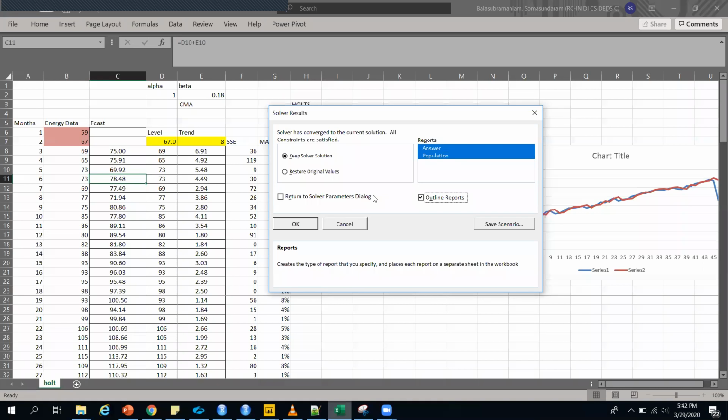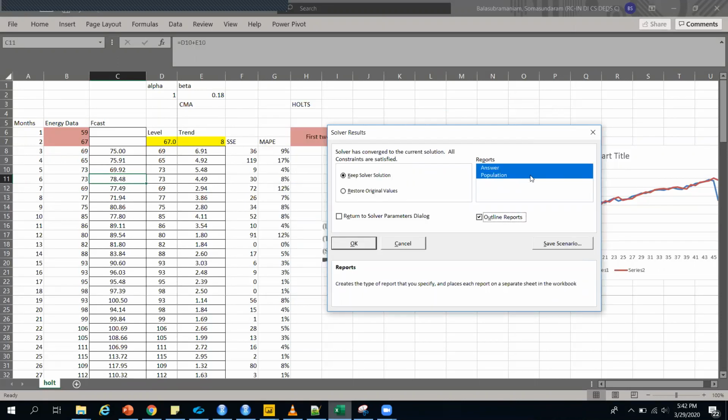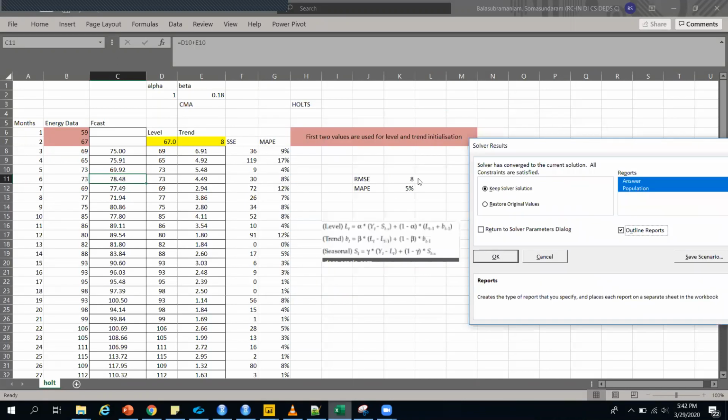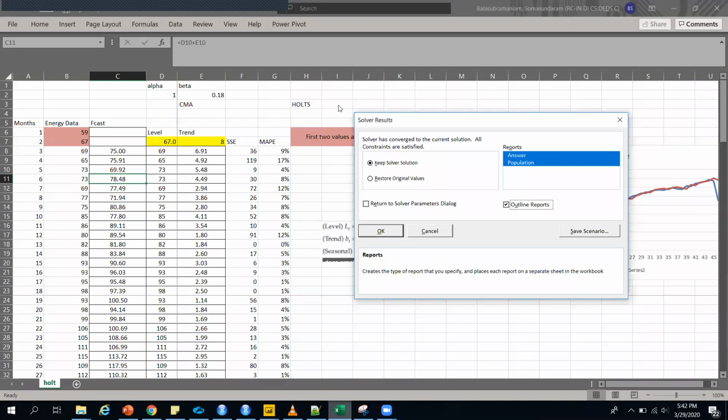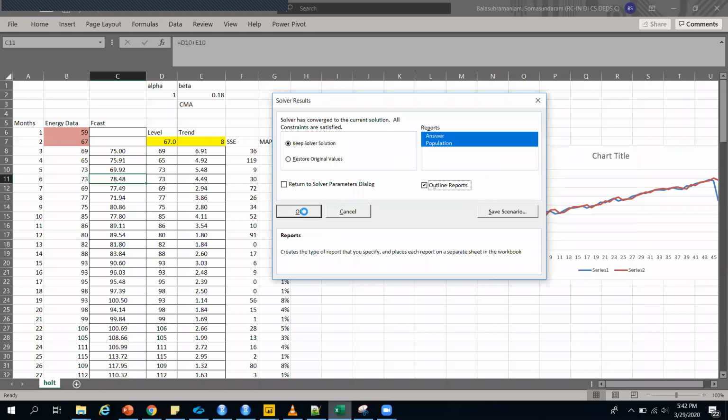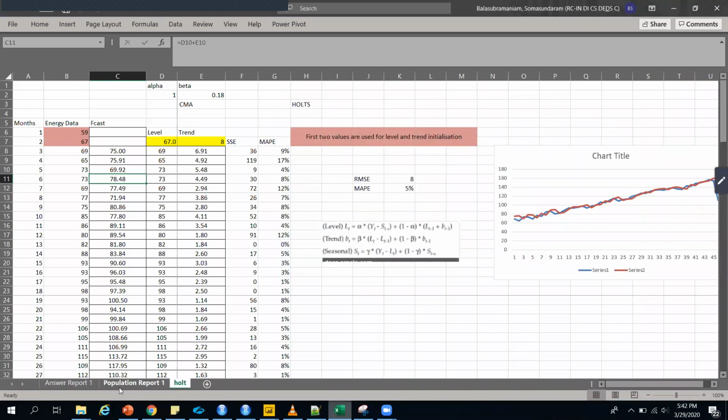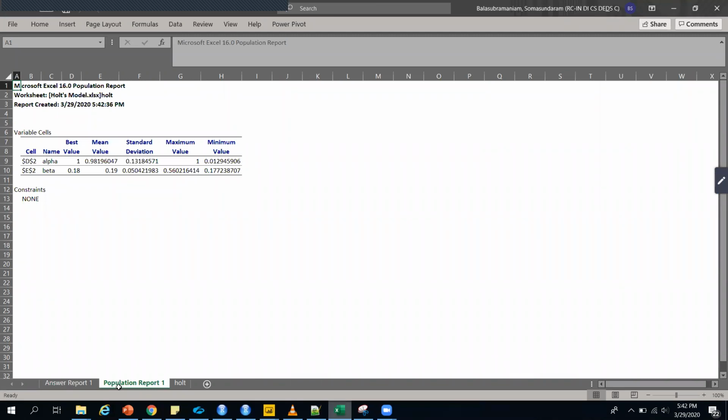Okay, and it is now saying an alpha value of 1 and a beta value of 0.18 is giving you an RMSE of 8. It's a good value. 8 is the value it is showing, and I'll be able to use it. And I want the report also. Okay, I'm saying I want the report. It has given the report. So in the report it will say my alpha value and the beta value, the best values, are 1 and 0.18.